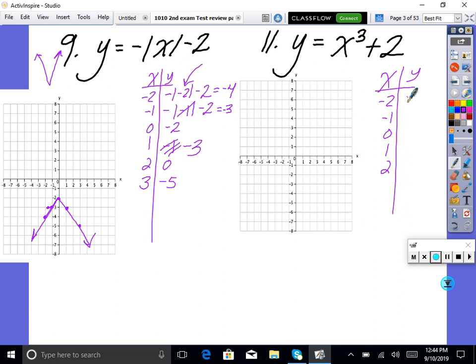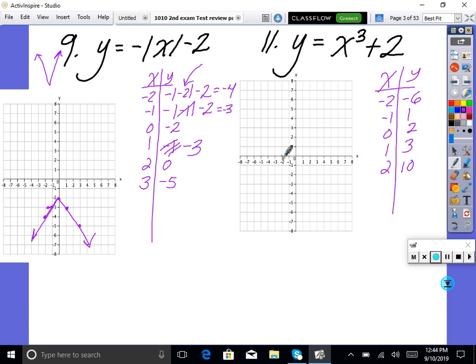Plugging in -2 cubed is -8, -8 plus 2 is -6, -1 cubed is -1, -1 plus 2 is 1, 0 cubed plus 2 is 2, 1 cubed is 1, so 3. Plug in 2, you get 8, 9, 10.